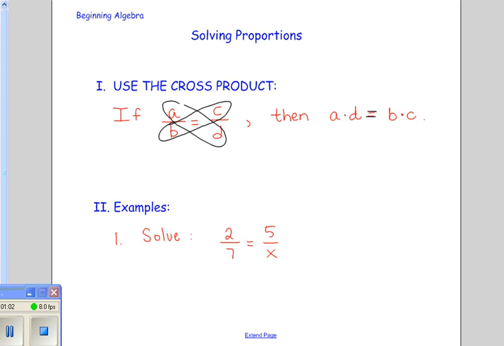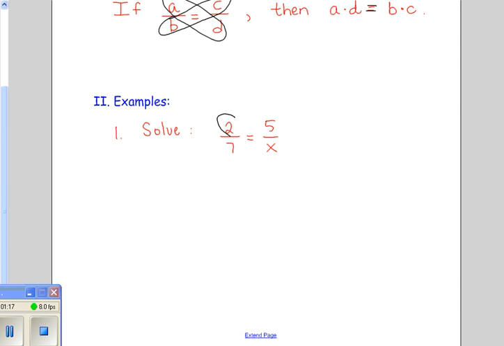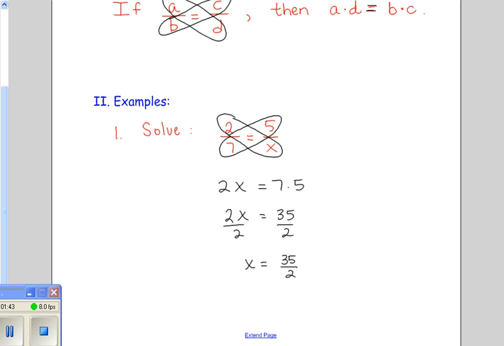So the first example says to solve 2 over 7 is equal to 5 over x. Again, this is just an equation that has two fractions that are equal. So if I cross multiply, that would mean 2 times x is equal to 7 times 5. Then I would continue to simplify. That means 2x would equal 35. Follow the same rules we've done with equations. Divide by 2. And so x would equal 35 over 2 because this doesn't reduce.